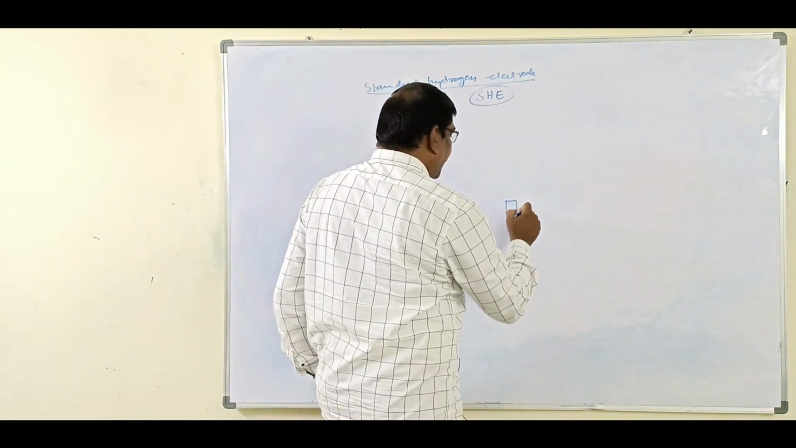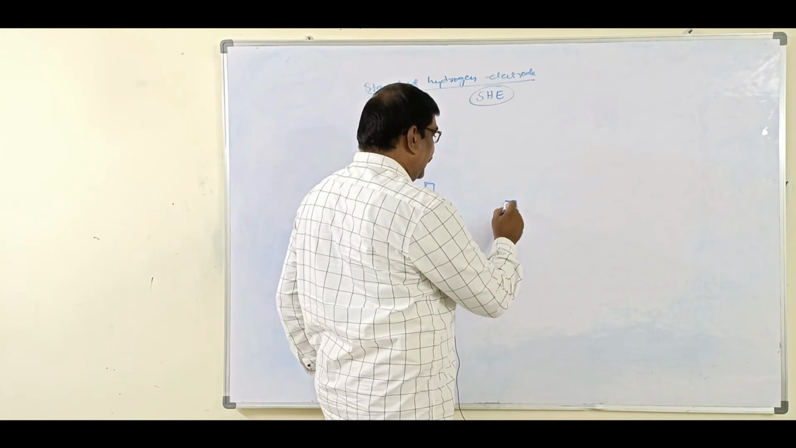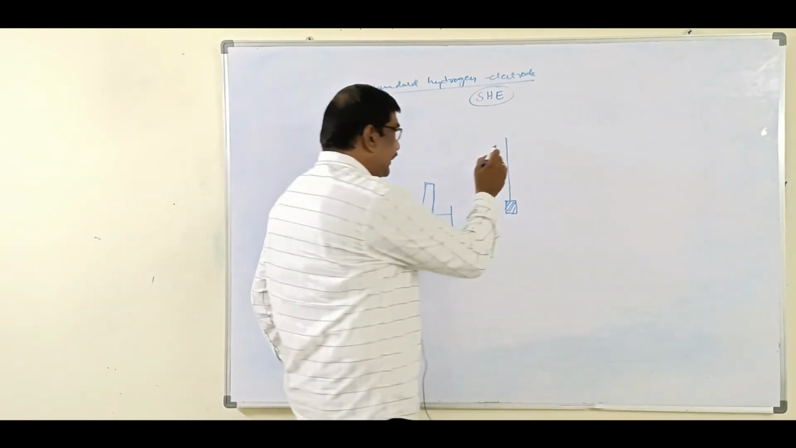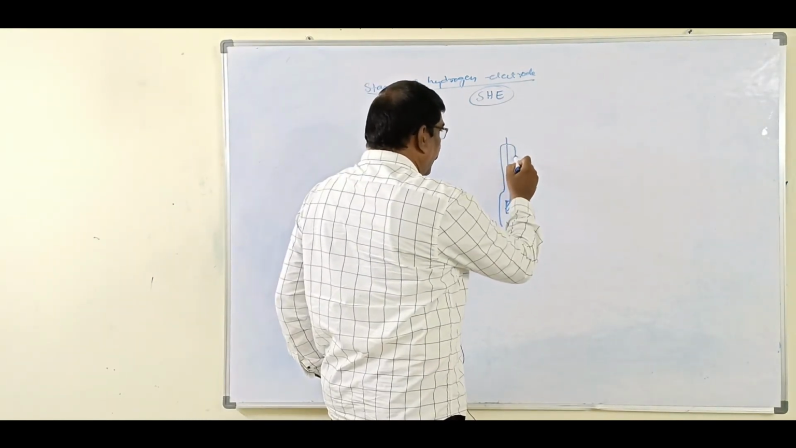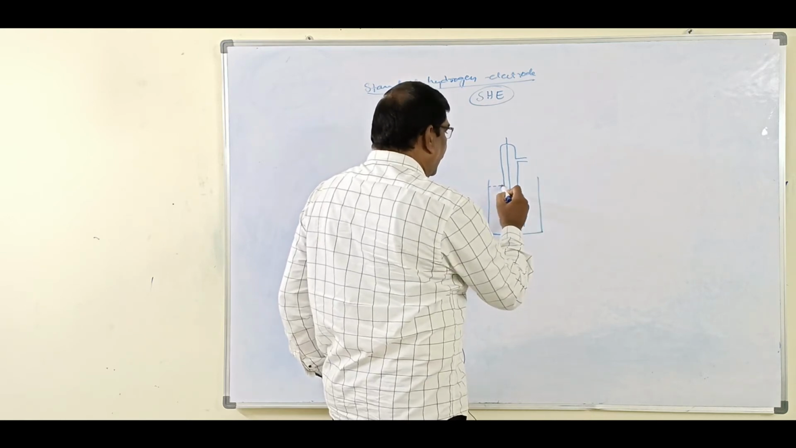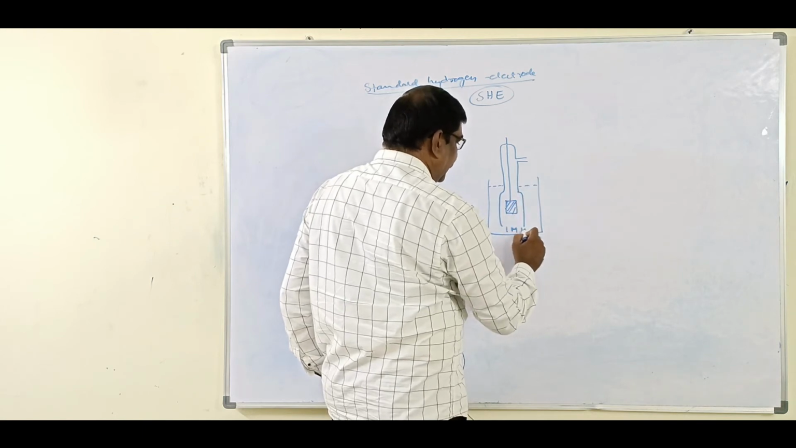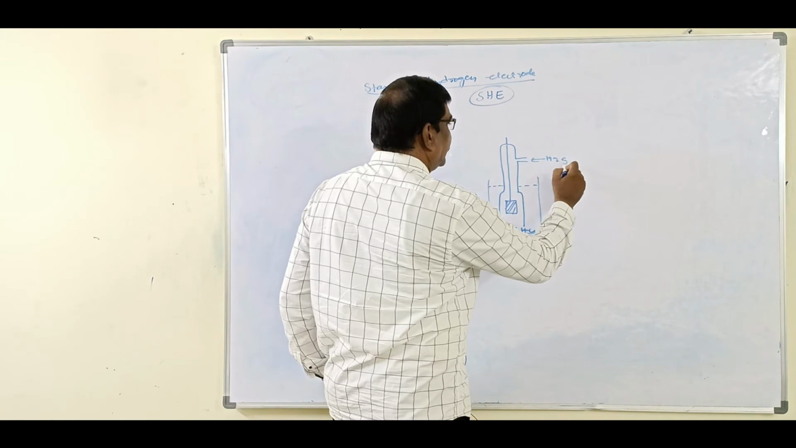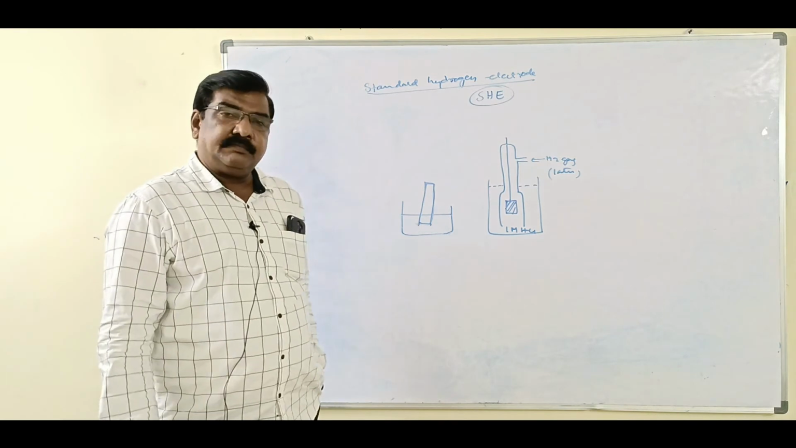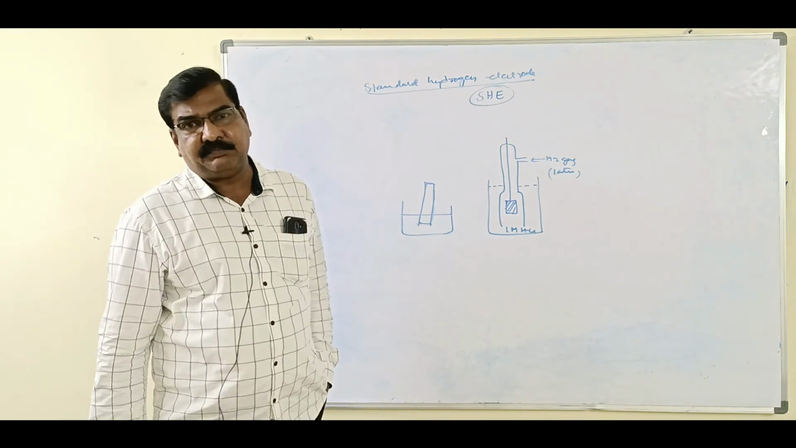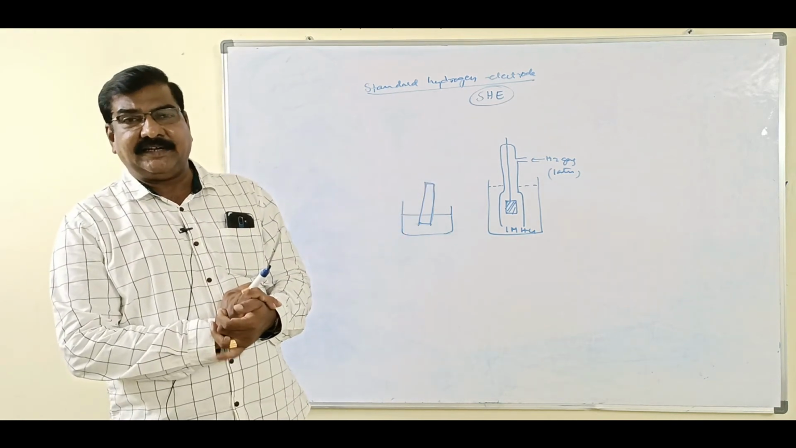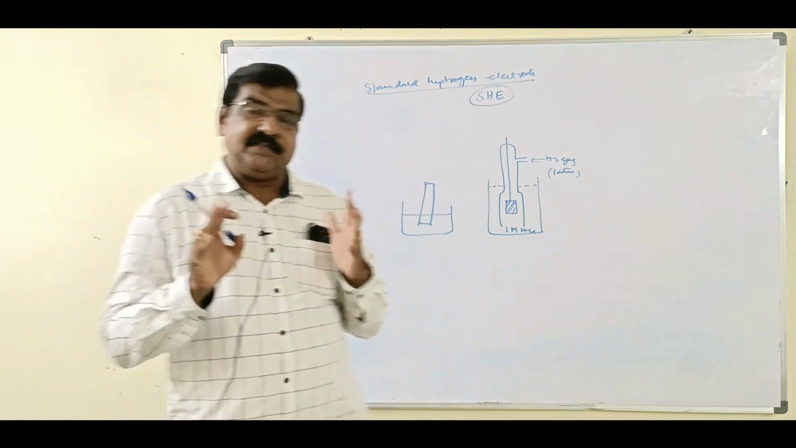What is this hydrogen electrode? It is a platinum plate coated with platinum black connected to a platinum wire. It is covered by a glass tube in which hydrogen gas is present at 1 atmosphere. And it is kept in 1 molar HCl solution, H2 gas at 1 atmosphere pressure. Here platinum wire or platinum plate acts as supporting electrode. This is a very simple normal hydrogen electrode or standard hydrogen electrode whose electrode potential is fixed as 0.